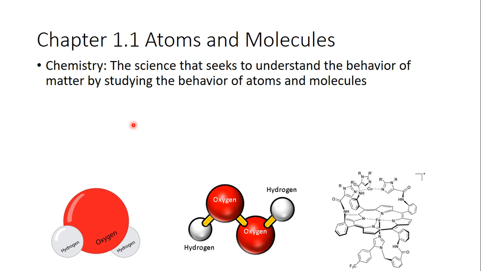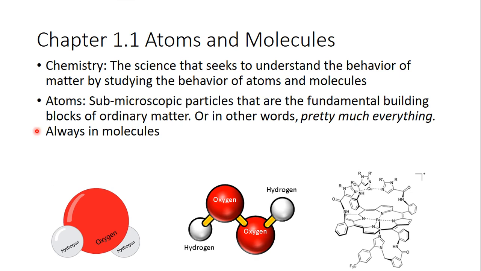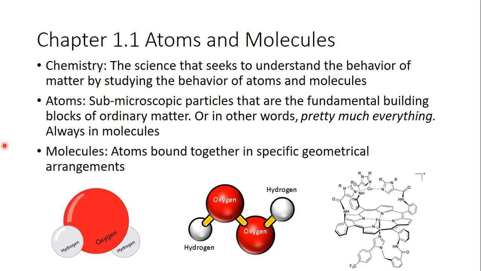All right. Now we look at atoms when we study chemistry. Atoms are just small particles that are the building blocks of everything. Everything in the world is made out of atoms if it's matter. And molecules are just atoms bound together in specific shapes. So let's look at a few molecules here.